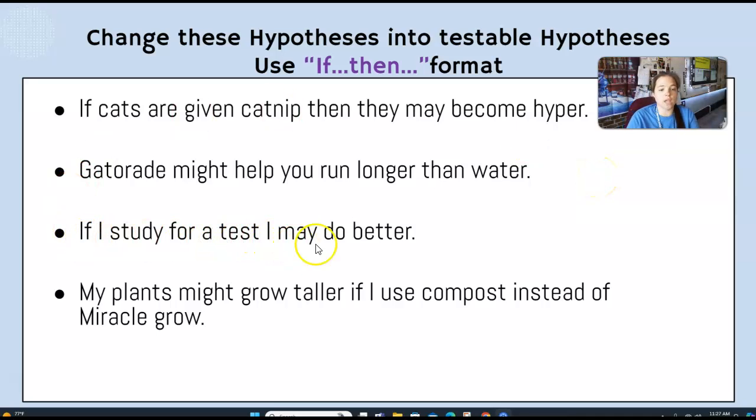If I study for a test, I may do better. If I study for a test, I will get an 85 or higher. I will. My plants might grow taller if I use compost instead of Miracle-Gro. If I use compost, then my plants will grow taller than with Miracle-Gro.